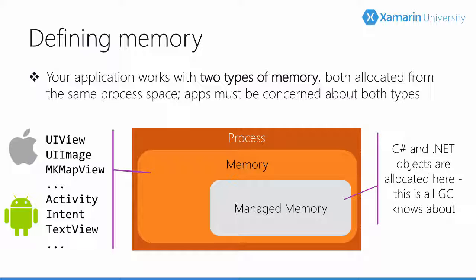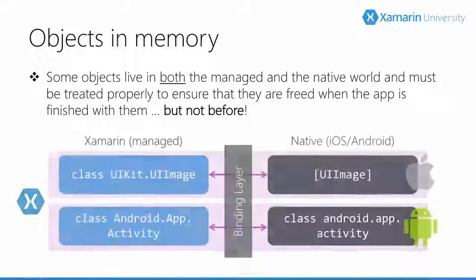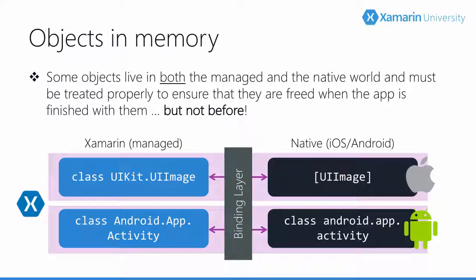And so we want to make sure to understand holistically where our memory is coming from, this process memory space. Now, some objects that we allocate actually live in both worlds. And typically where we run into trouble is when these two worlds overlap. So as you can see here, we've got some objects that actually have representations in both of these memory areas.